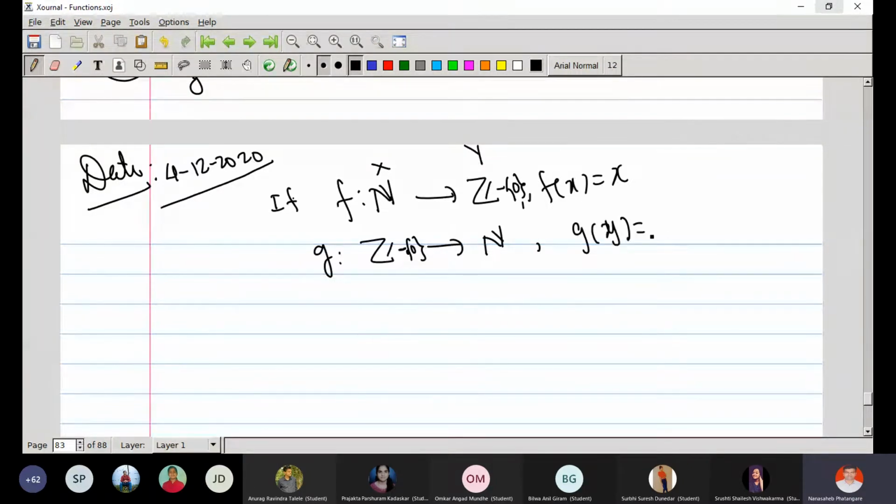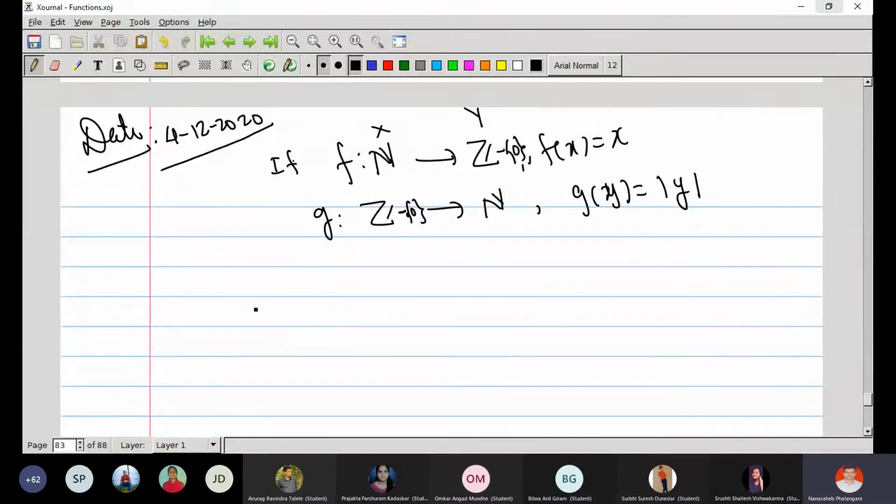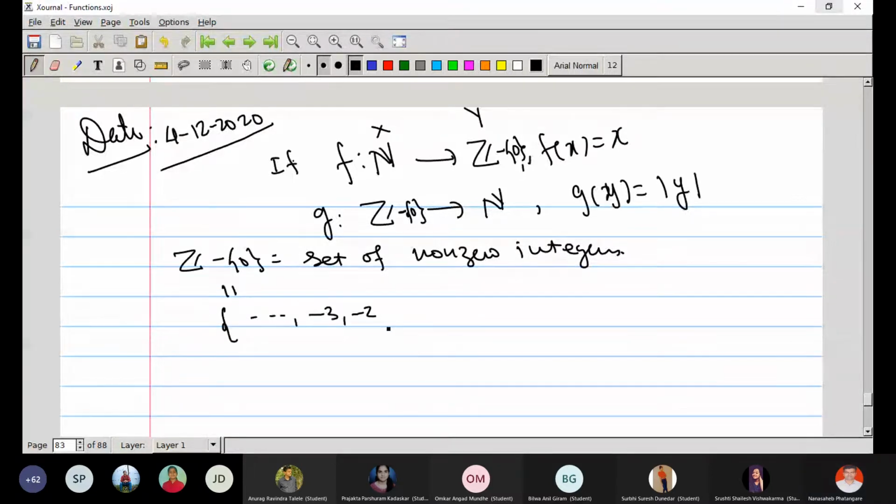Do you understand the functions now? What is Z minus 0? Set of non-zero integers. Correct? So what is this set? All integers except 0. 0 is removed. This is Z minus 0. So I am defining a function from natural numbers to Z minus 0. f of x is equal to x.